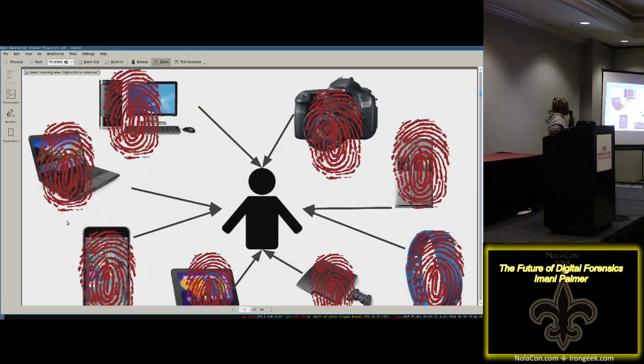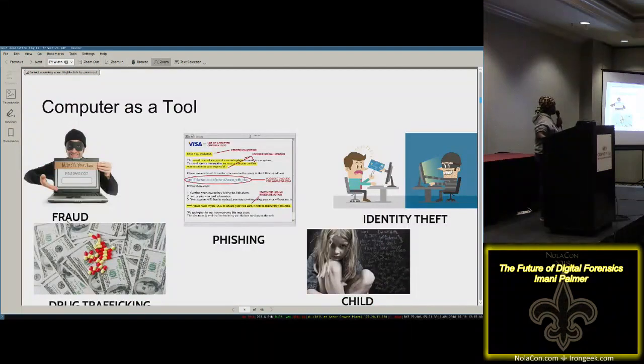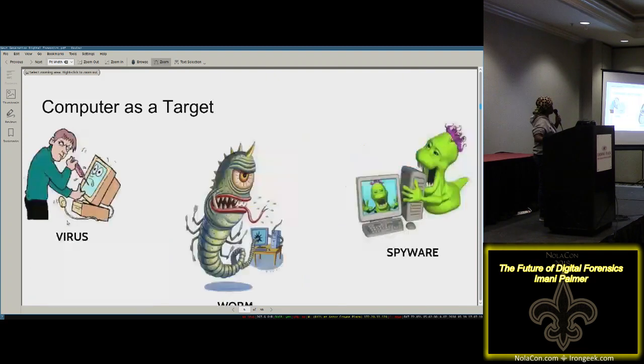And in digital forensics, we just do very nice things. We look at different devices, and we look at the fingerprints, or the digital fingerprints, people leave on those devices, and we try to collect data. You can use digital forensics in very different ways: fraud, phishing attacks, identity theft, child exploitation, and drug trafficking. The computer can be used as a target. We can find malware, viruses, and spyware.